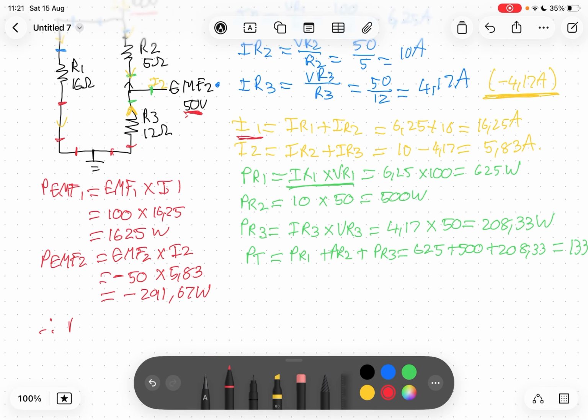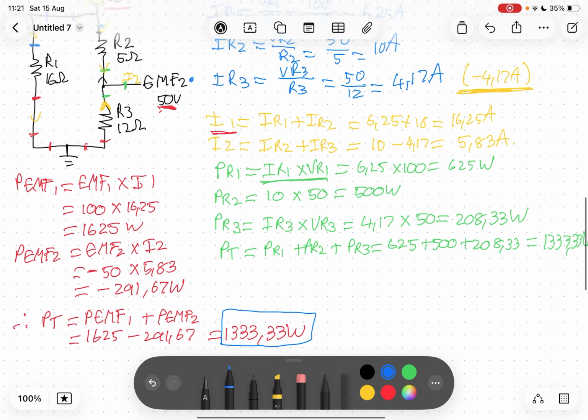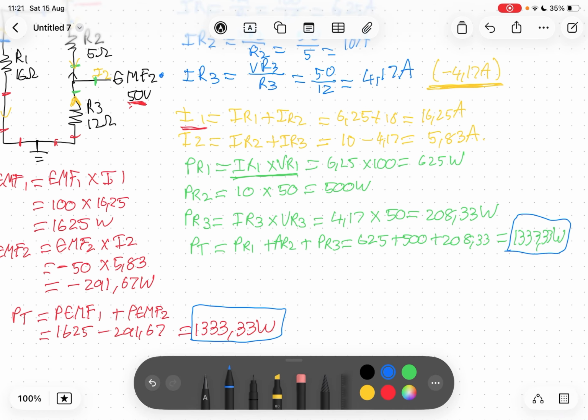Therefore P total would be PEMF1 plus PEMF2, and this will simply be 1625 minus 291.67, and this will also be 1333 watts. Therefore this power is equal to this power over here. So we know these are correct.